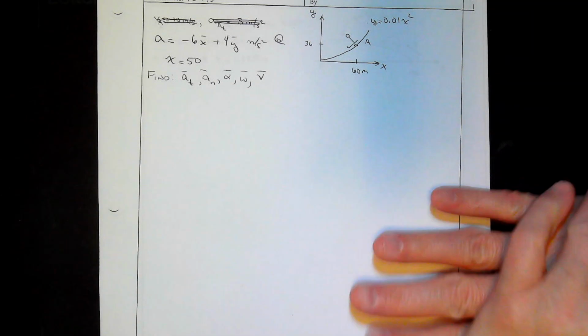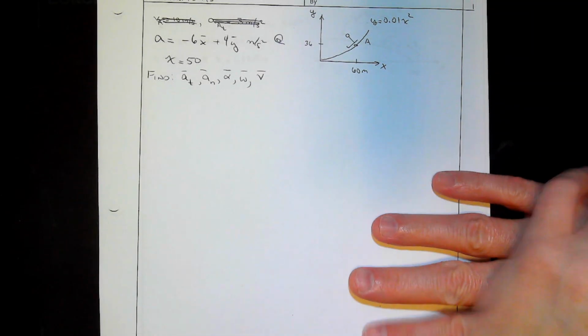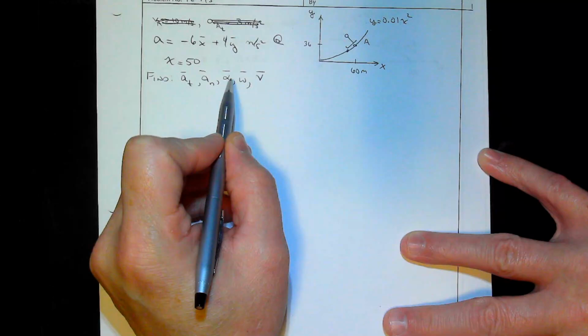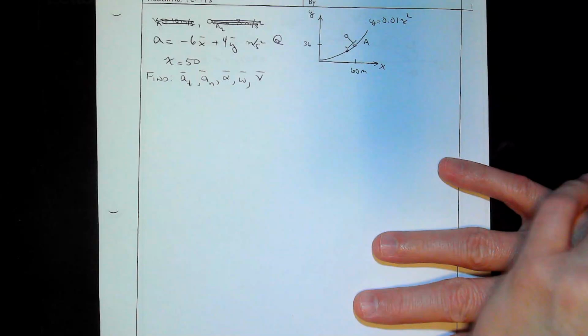All right, welcome back. We're going to do almost the same problem again. So we have the same picture, skier going down the hill, except now we're told we're not going to care about x equals 60 meters. We're going to care about x equals 50 meters. So we're moving up a little bit.